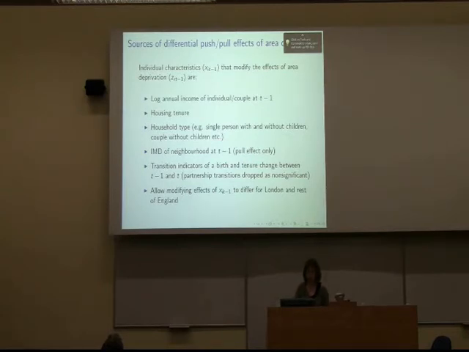We've got some indicators of transitions that have occurred to the person between T-1 and T, so partnership transitions, but they didn't turn out to be important. So the ones that we consider are whether there's been a birth, and also whether there's been a change in tenure, and in particular whether a person has moved into home ownership. And we explore whether effects are different for London and for the rest of England.